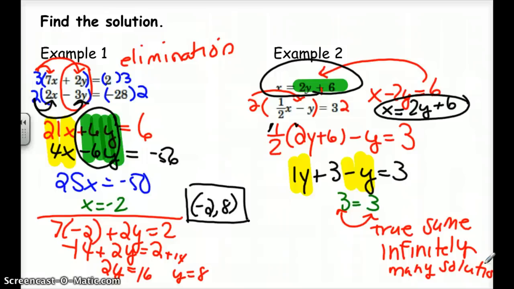Had these two numbers been different, had I gotten 5 equals 7, can 5 equal 7? No, that is false. That's false. And that's no solution. Those lines are going to run parallel, actually.